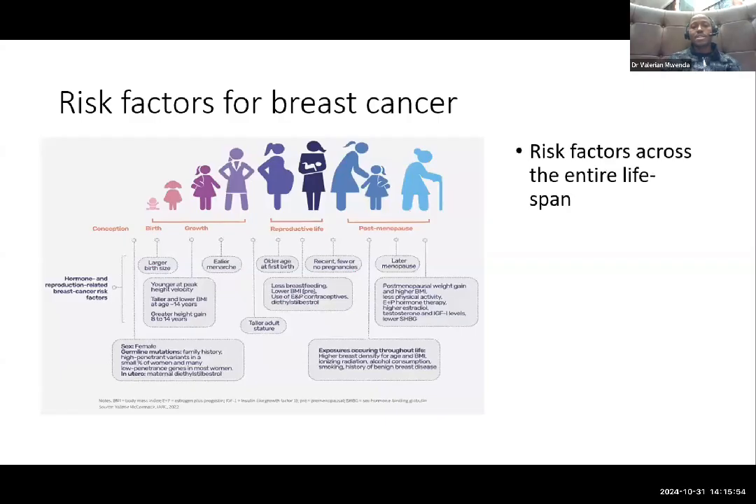Touching on risk factors for breast cancer, there are very many risk factors for breast cancer, some modifiable, some non-modifiable. Unfortunately, risk factors for breast cancer cut across the entire lifespan, meaning some aspects of just the usual life experience of women puts them at risk of breast cancer, starting all the way from birth to teenage, to their reproductive life, and even their post-reproductive post-menopausal life. There are many aspects of their biology that predisposes them to breast cancer.